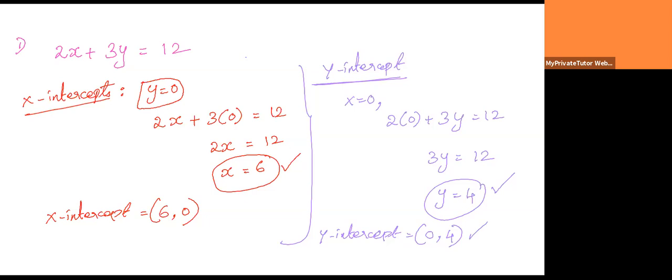Someone chatted, Irfan, yeah, exactly, Irfan. You're right, y equals 4. But what is the y-intercept? You can say 4, it's not incorrect. But try to say the x and y intercept using the points, like using the coordinates, like (6, 0) or (0, 4). Exactly, Irfan. Okay. I don't think more examples are required. I hope you guys understand.